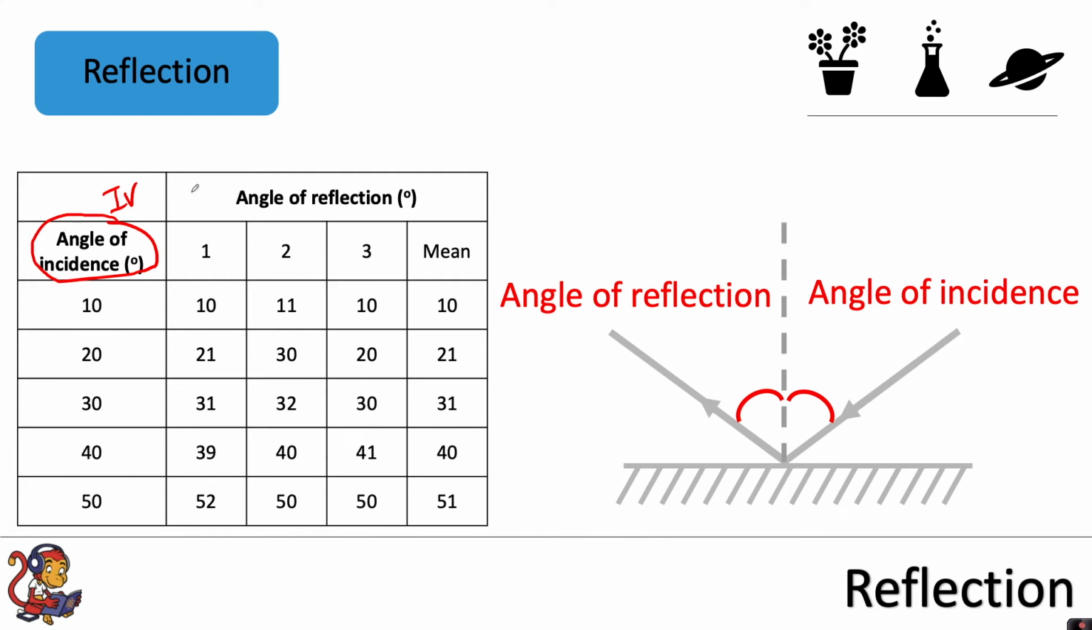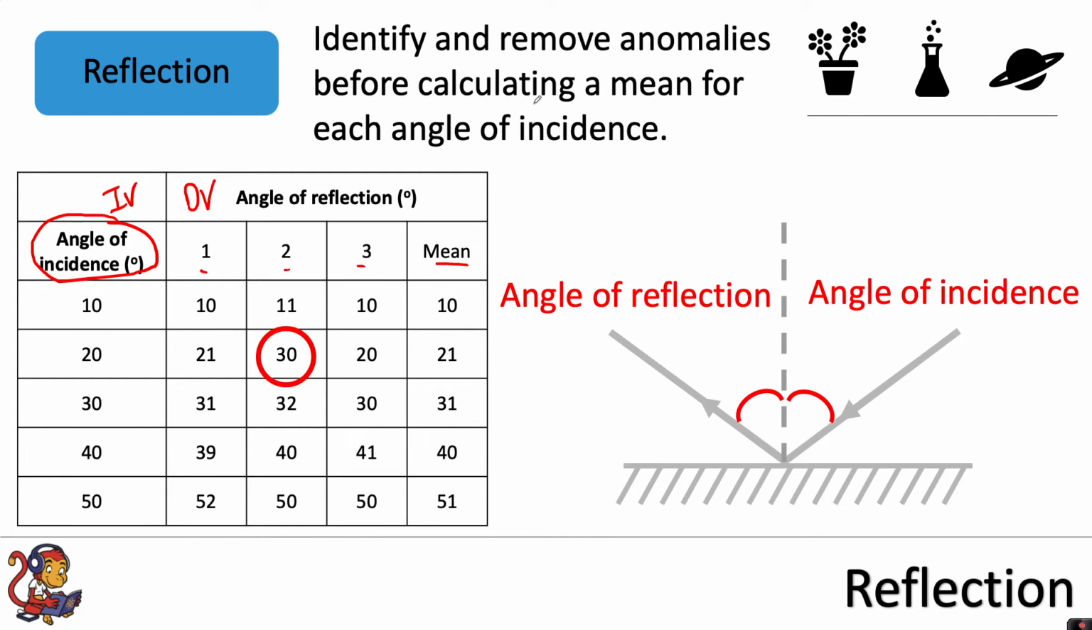And our angle of reflection is our dependent variable, that's what we're collecting data on. You can see here we've got 3 repeats, 1, 2, 3, and a column for our mean. So we then need to identify and remove anomalies before calculating a mean for each angle of incidence.